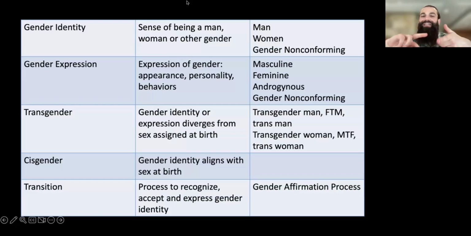And if they're on the other side, they're in a trans bond. So it's sort of like transformed. And then transitioning is the process to recognize, accept, or express your gender identity. It's also known as a gender affirmation process. And it is a process, and it is different for everyone. And it doesn't always go from point A all the way to point B.